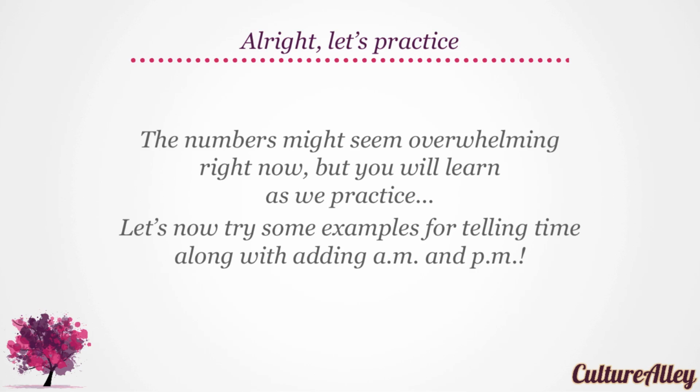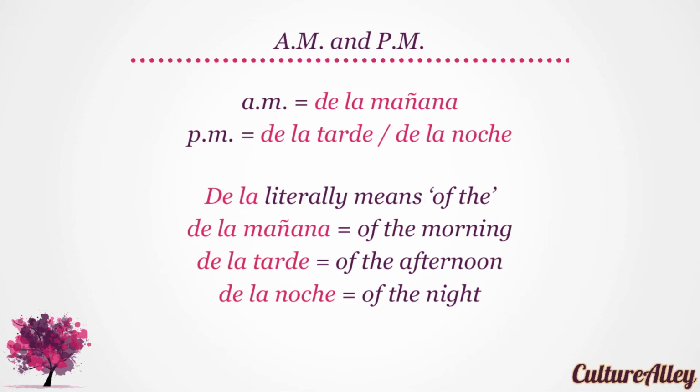Let's now try some examples for telling time and add AM and PM to make it clearer. Let's have a look at the translations of AM and PM. AM translates to de la mañana, whereas PM becomes de la tarde or de la noche. De la literally means of the. De la mañana means of the morning. De la tarde means of the afternoon. And de la noche means of the night.